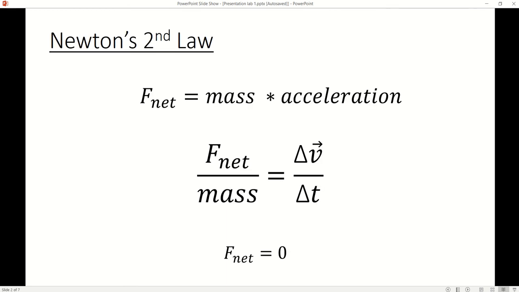Newton's second law: net force equals mass times acceleration, or net force divided by mass equals change in velocity over change in time. In order for Newton's second law to explain an object with constant velocity, acceleration must be equal to zero, which means that the net force on the object is equal to zero.